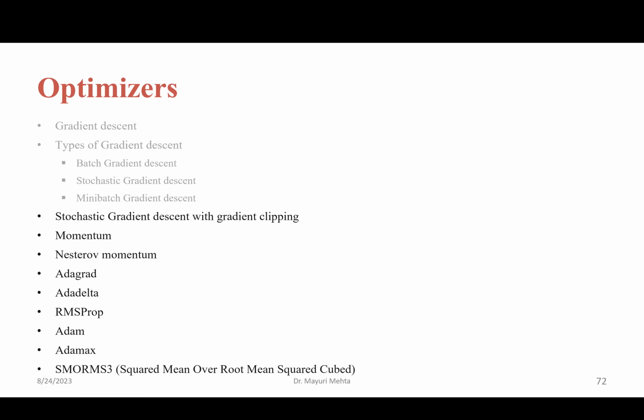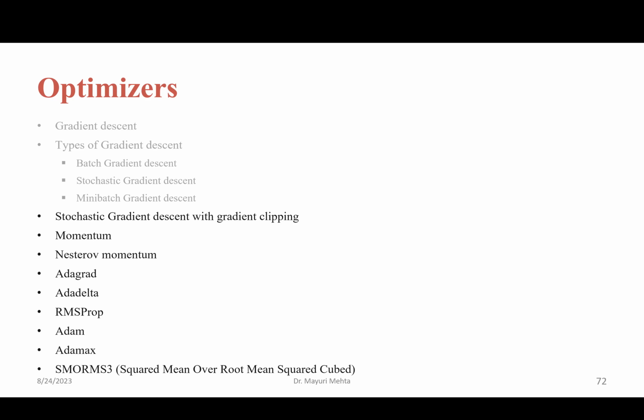And the last is squared mean over root mean squared cube. This modifies the way the moving average of the squared gradient is calculated in RMSProp. Instead of taking the simple average of the squared gradient, this takes the cube root of the moving average of the cube.